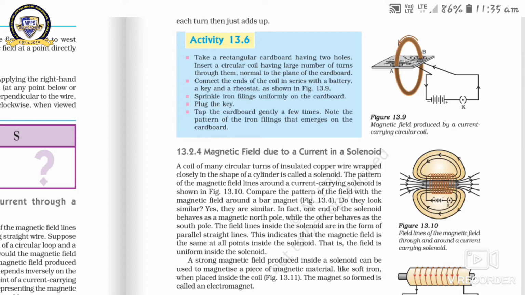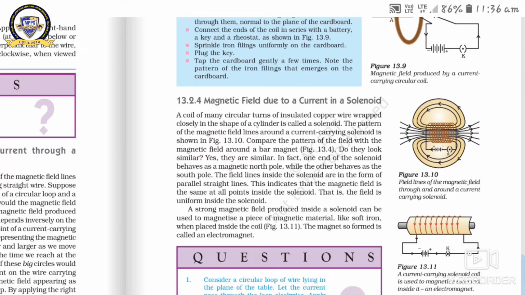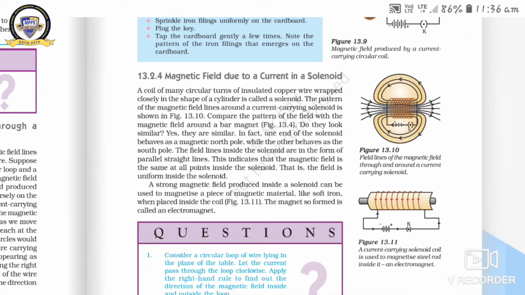Now come to the next topic, the magnetic field due to a current in a solenoid. This is a very important topic. A coil of many circular turns of insulated copper wire wrapped closely in the shape of a cylinder is called a solenoid. This is the definition of the solenoid. It means if you wrap copper wire closely in the shape of a cylinder, that is a solenoid.